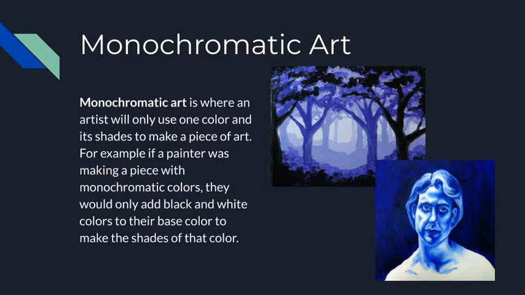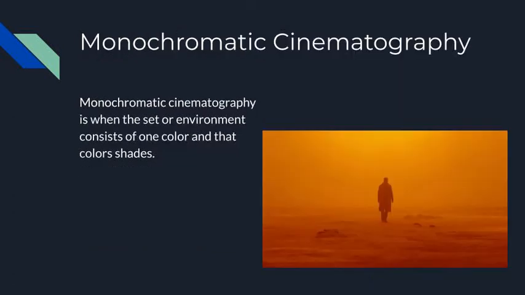In the bottom right example, you will see a monochromatic portrait. Usually, portrait painters will use things like tans, pinks, whites, but this painter only used blue and uses darker shades of blue to show darker parts of the image, and also using lighter blues to show the highlights in the image.